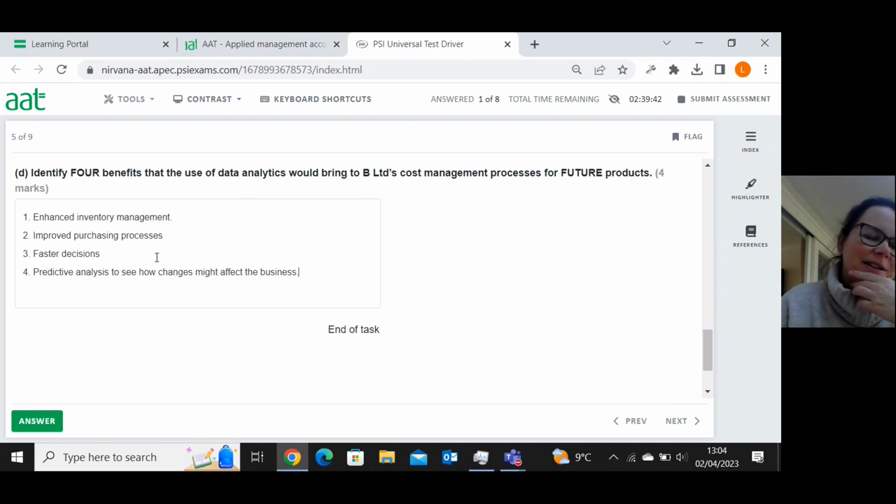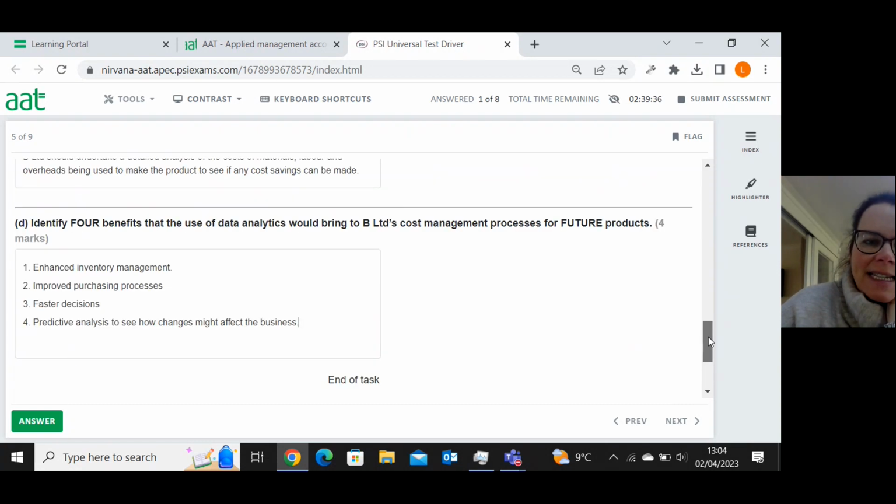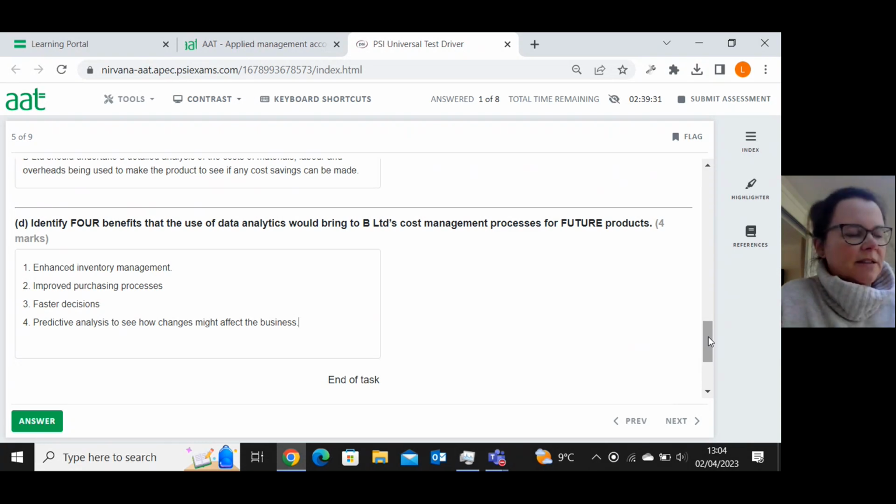Right, so have a think about use of data analytics. Have something up your sleeve, because technology threads through the whole of the new AAT spec. So being prepared for questions on data analytics, artificial intelligence, cloud-based accounting will do you good.